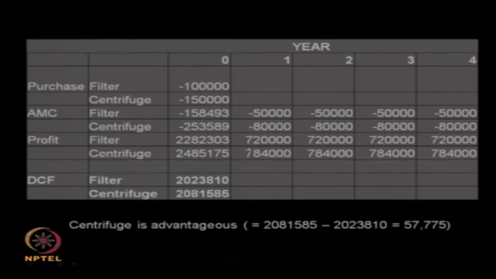In this problem we could have complicated it by adding the resale value for a filter, that means the scrap value for the filter, which I will get in year 5. Similarly I could have included the scrap value for the centrifuge in year 5 and then brought them again to today's present value, and I can again decide should I go for a centrifuge or should I go for a filter. Okay, we will stop with this.